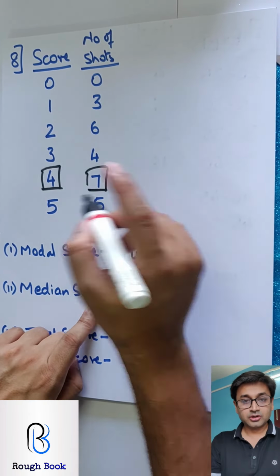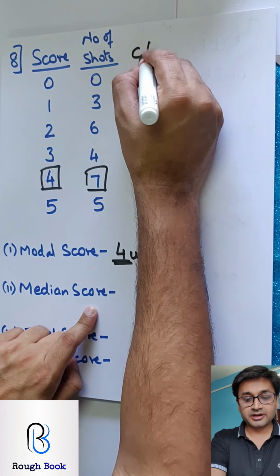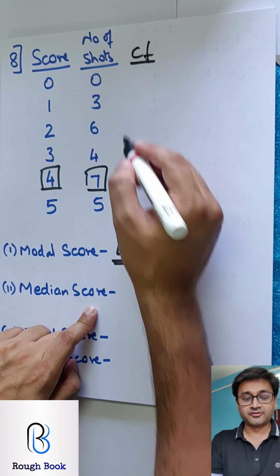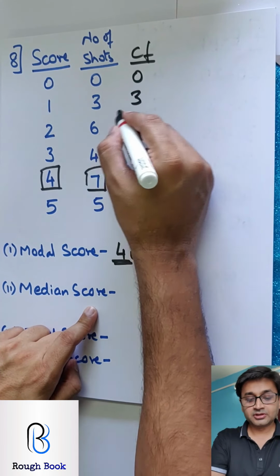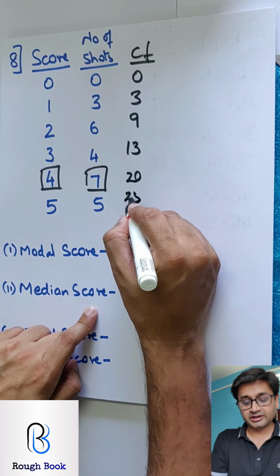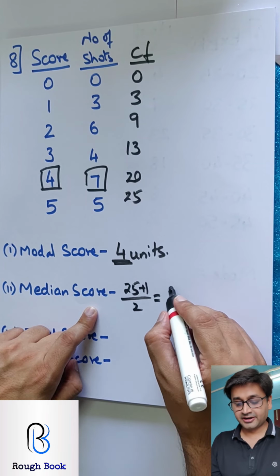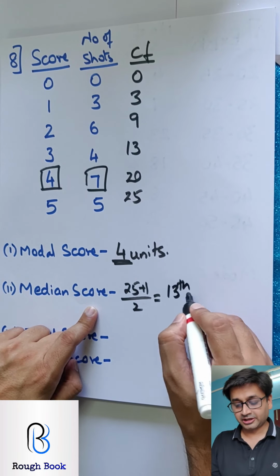Then the median score. If you do it directly, you get a 0 straight away. Here you are expected to do the cumulative frequency. So 0, 3 plus 6 is 9, 9 plus 4 is 13, 20 and 25. So 25 plus 1, since it's odd, divided by 2. So 26 by 2, the 13th term.